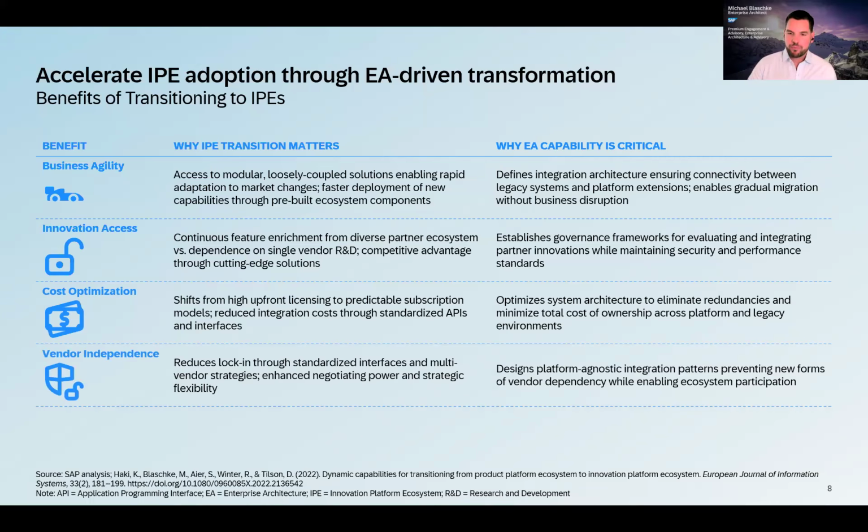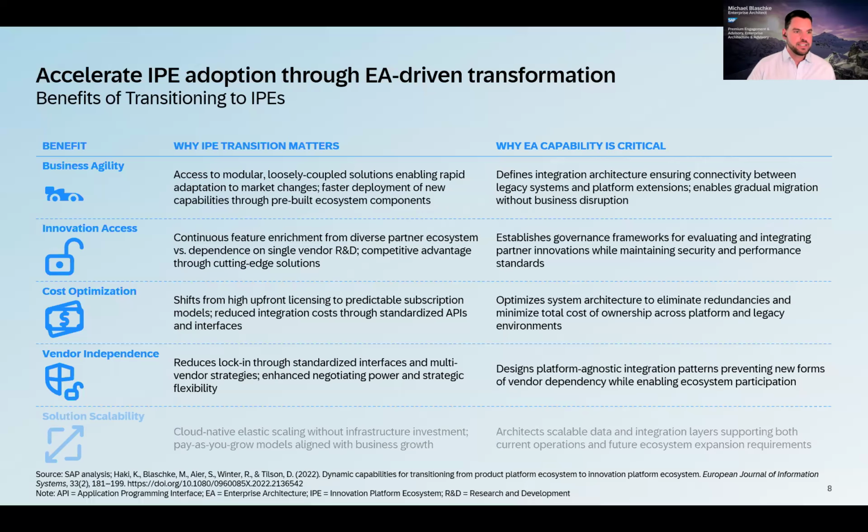You're no longer trapped with one vendor for both core and satellite systems, but you can choose the best solutions from multiple providers. And ultimately, it's easier to grow. You can scale up or down as your business grows without rebuilding everything.